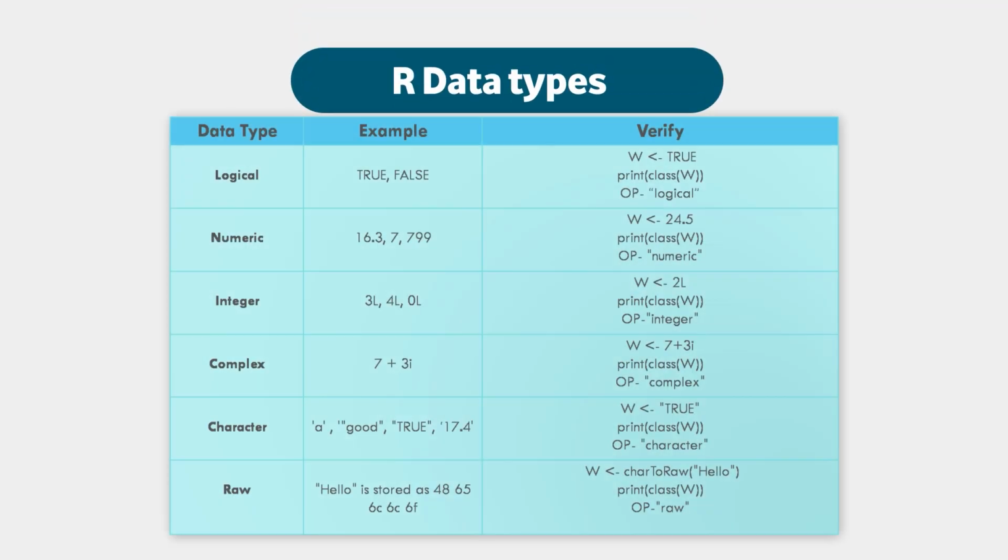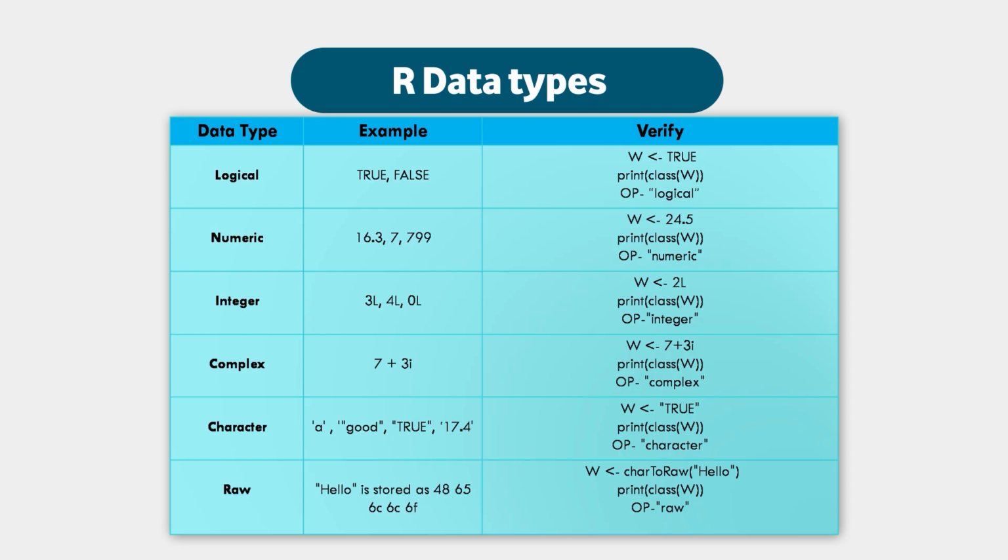So this is what we have studied so far. This is the summary of it. We have seen all these classes. Another class that I have not discussed is raw. The raw class is another data type. You can say that "Hello" is stored as 48 65 6C 6C 6F. You can convert any particular character to a data type called raw.